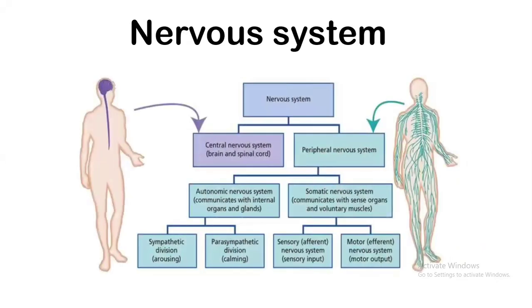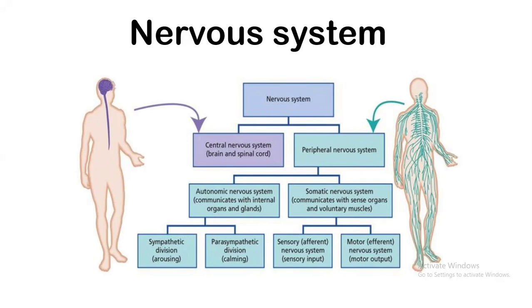Today we will learn about the nervous system. The nervous system is a complex network that coordinates the body's activities by transmitting signals between the different parts of our body. This nervous system is mainly divided into two parts: the central nervous system and the peripheral nervous system. The peripheral nervous system has two main components. They are the autonomic nervous system and the somatic nervous system.